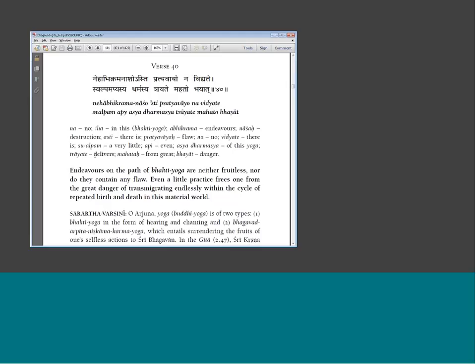Now this is a very interesting verse. Neha bhikramana shosti pratyavayo navidyate, swalpam apyasya dharmasya trayate mahato bhayat. Before I talk about this verse, I want to stop and talk a little bit about Deepavali, or Diwali, and the meaning of Diwali.